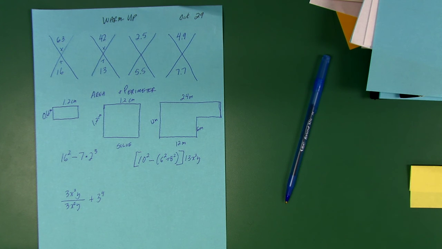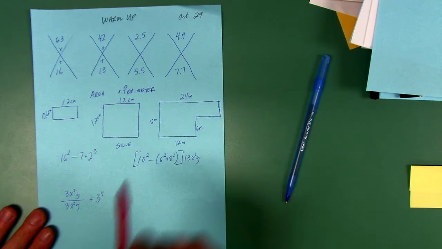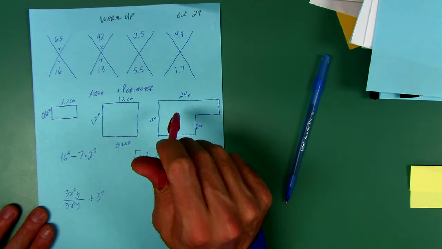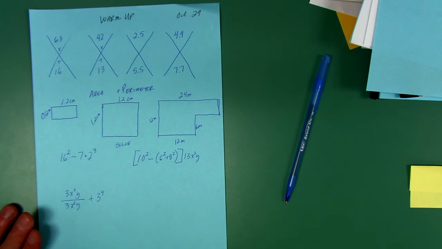Want to warn you on these shapes here, especially this one. Don't try to do this one in one step. This is an irregular figure. Some people call it a complex figure. Break it into smaller pieces, and then it's easy.